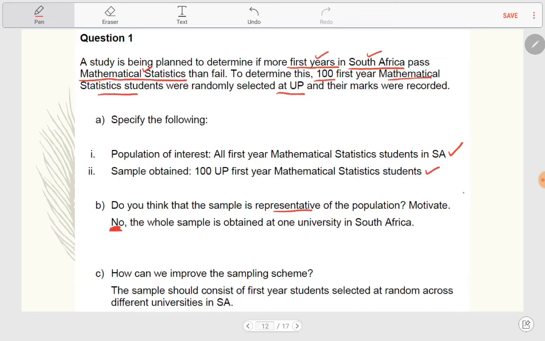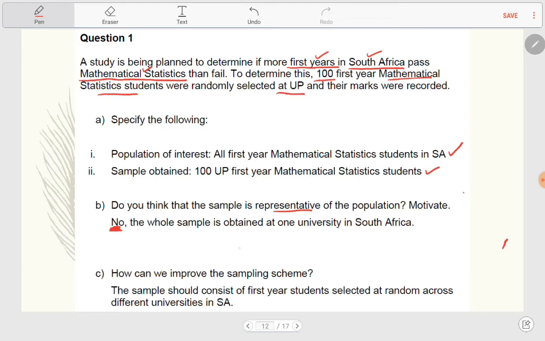Now in C, how can we improve the sampling scheme? If you remember previously, when we talked about the different sampling schemes, there was one, I hope you remember the name, where you actually managed to get characteristics of, let's say, the different universities in this example. Specifically, that one was stratified sampling. Stratified sampling would have you look at how many students are at UCT, how many are at UP, Wits, and so on, and then you sample the 100 proportionate to how many there are in each university. So now you get representation from each university.